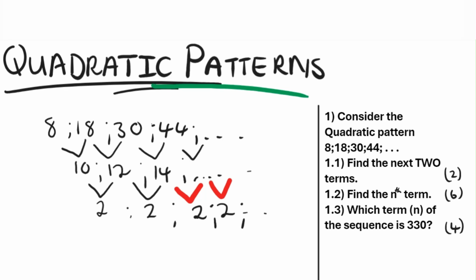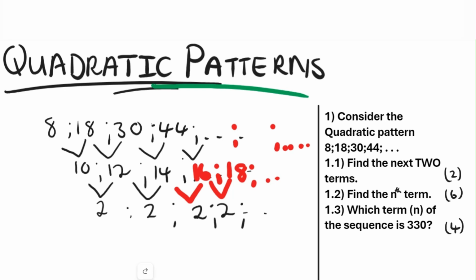We say 14 plus 2 is 16. We write 16 there. And then 16 plus 2 is 18. We write 18 there. And so forth. We are not done. We have to find the two terms that will be here and there.